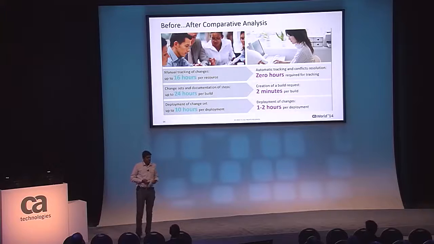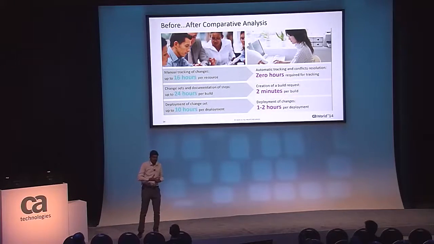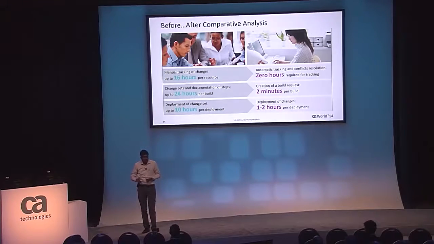So this is basically the comparative analysis, right? What was the time that we were taking before versus what is the time that we are taking today? So if you really see, we were taking a lot of time doing the manual tracking, right? With the legacy approach, we had to keep track of all the different changes which are happening, and people are spending about 16 hours per resource for a given release. This is the average time. Now, since the tracking is all automatic, I don't really have to track anything, and the discovery process really discovers everything. I am totally cutting down on all that time. So it's 0 hours required for tracking, right?